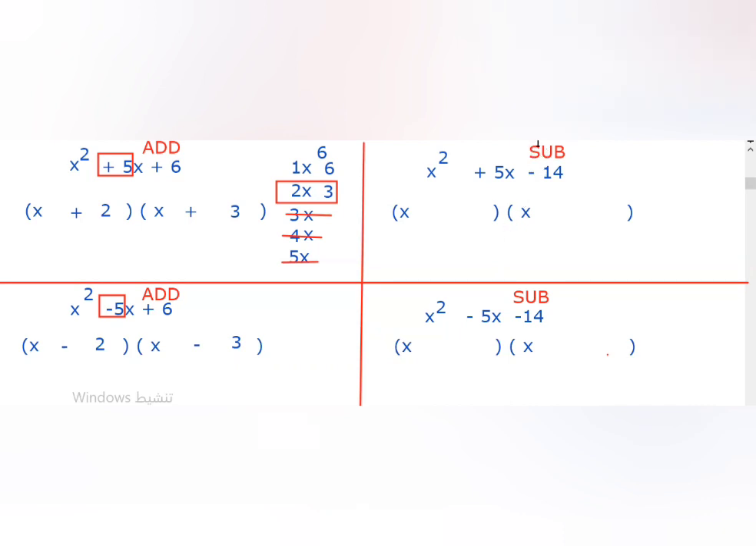Now, we said, when do we subtract numbers? If they have the same signs or different signs? Very good. When they have different signs. So it means that the signs inside the brackets are different. One of them is positive and the other is negative. So I'm going to write positive and negative. Now I know the signs inside the brackets. So subtraction means different signs.